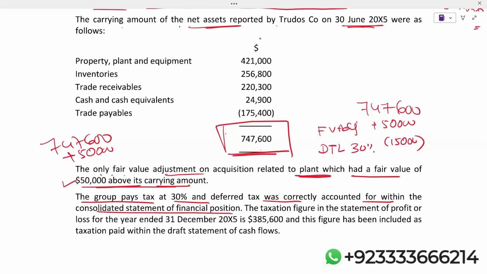Okay. The taxation figure in the statement of profit and loss is 3,85,600. This figure has been included as taxation paid within the draft statement of cash flow. So they have taken out tax paid 3,85,600, but we have to check the correct amount. Okay, let's see.